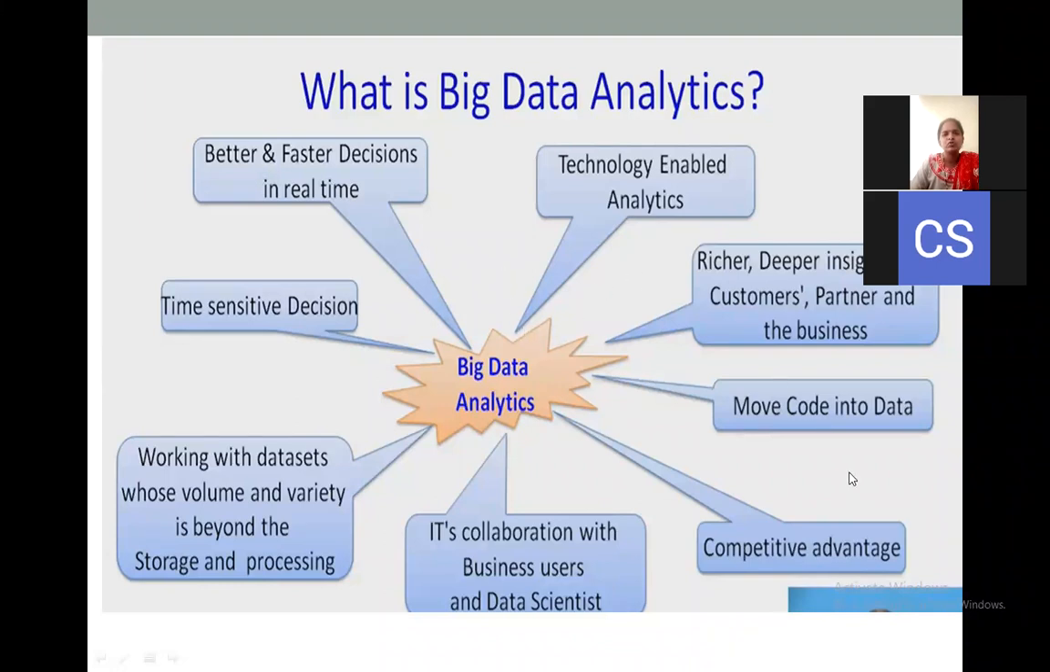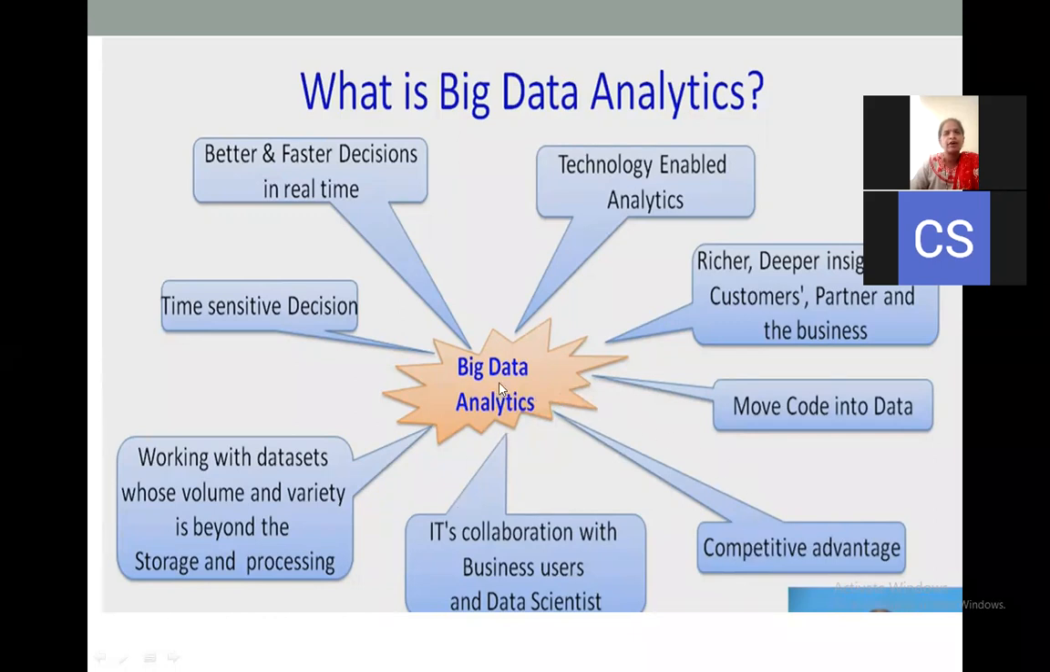We move the code to the data, right? The data scientists write code and algorithms to extract meaningful information from this big data. Another advantage of big data is a competitive advantage. If your organization wants to retain its position in the market, there is a need to do big data analytics. This information is useful for decision making in an organization. That's why it is a competitive advantage.